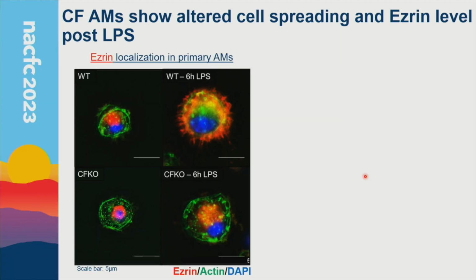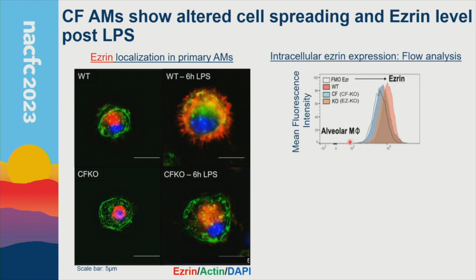Further, when we looked at the expression of ezrin in CF alveolar macrophages, when we treated the wild-type primary alveolar macrophages with LPS, we could see the formation of ezrin-rich filopodia and cell spreading. However, the cell spreading and the formation of ezrin-rich filopodia were absent in CF knockout primary alveolar macrophages. Not only the localization, again, we observed a similar decrease in the ezrin levels in CF mouse models post-infection.